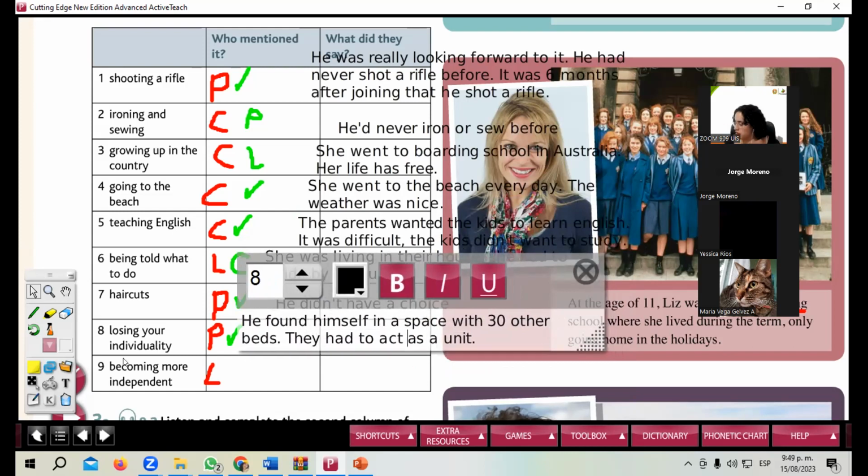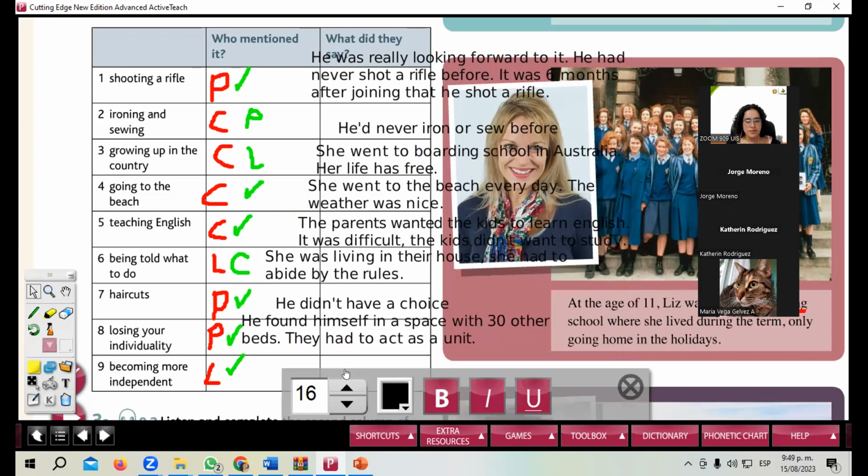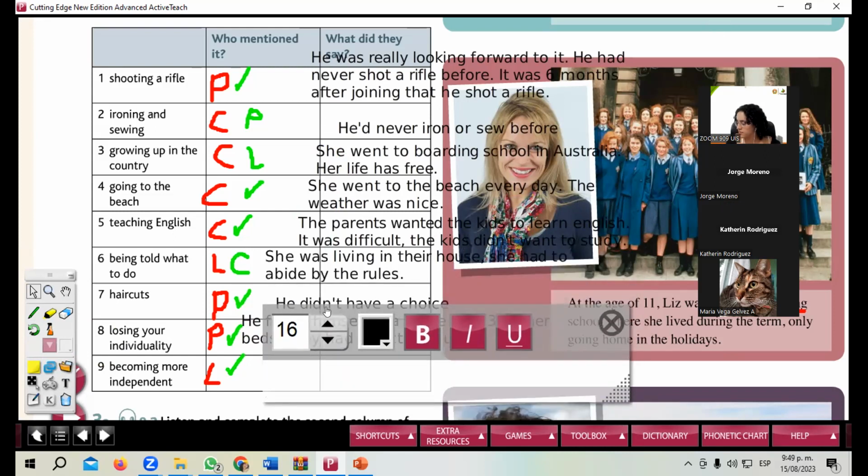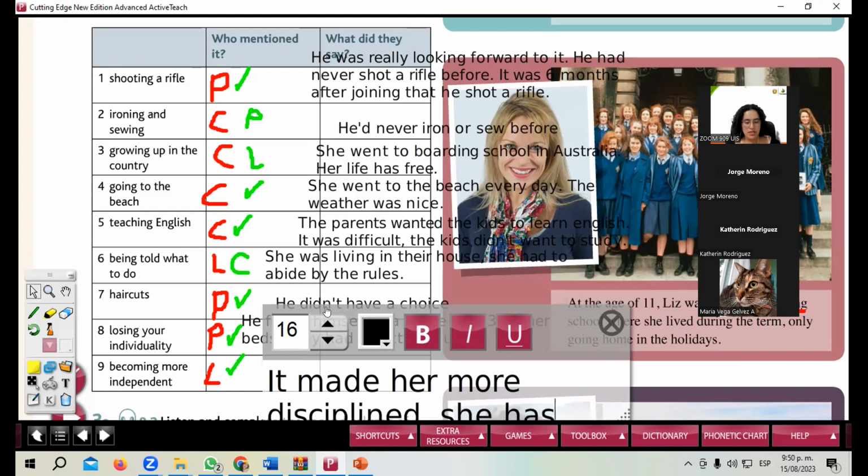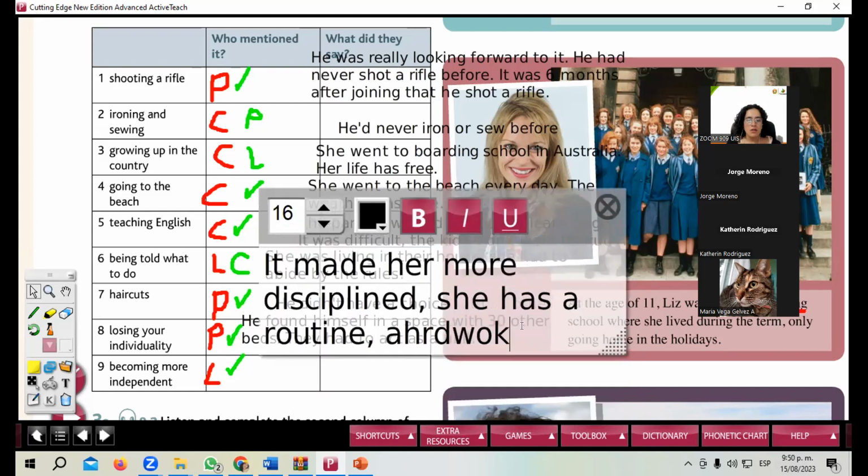Okay, and Catherine, the last one, to become more independent. It was Liz. And what extra information did you get? She said that she has a routine. And hard work. More discipline. She has a routine. Hard work. Yes. Oh, I wrote hard work. Okay. Hard working. Very good.